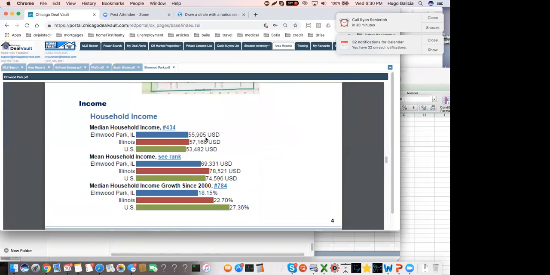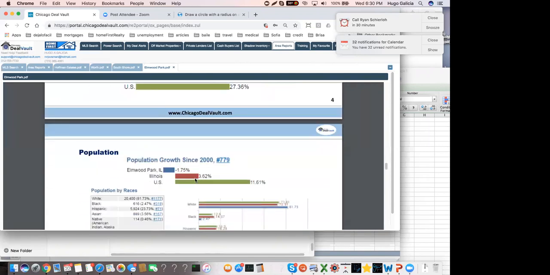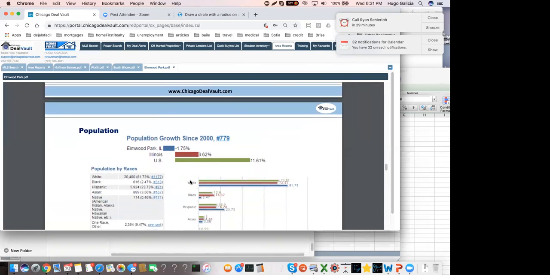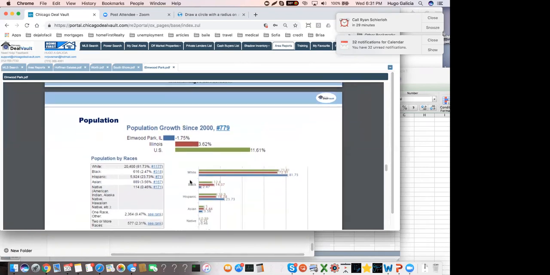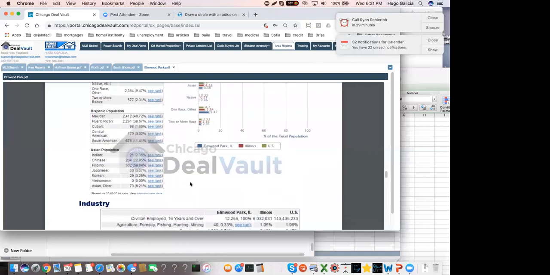So median income is about the average, 57. Population growth, it's a negative 1.75. So I would say it's sort of stable, 0, -1, -2, plus 2. This is a stable area. So people are not moving away or moving into the area.